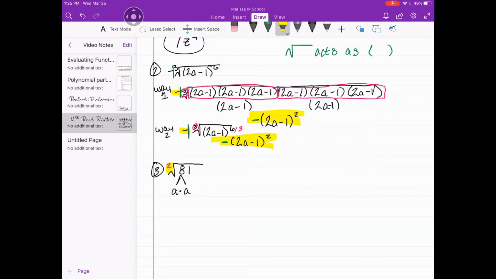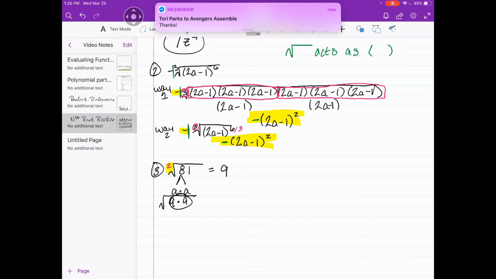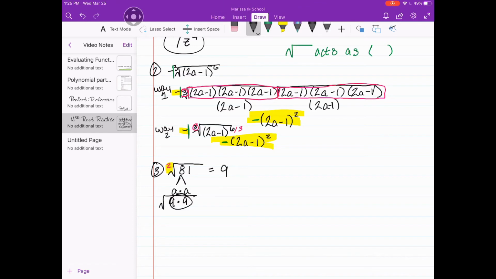So I'm going to go back, and I can say that 9 times 9 is what my value is times itself to give me 81. That means that my answer then is just 9. Again, if you want to pair those off, you've got one pair, and that pair would be just a 9.